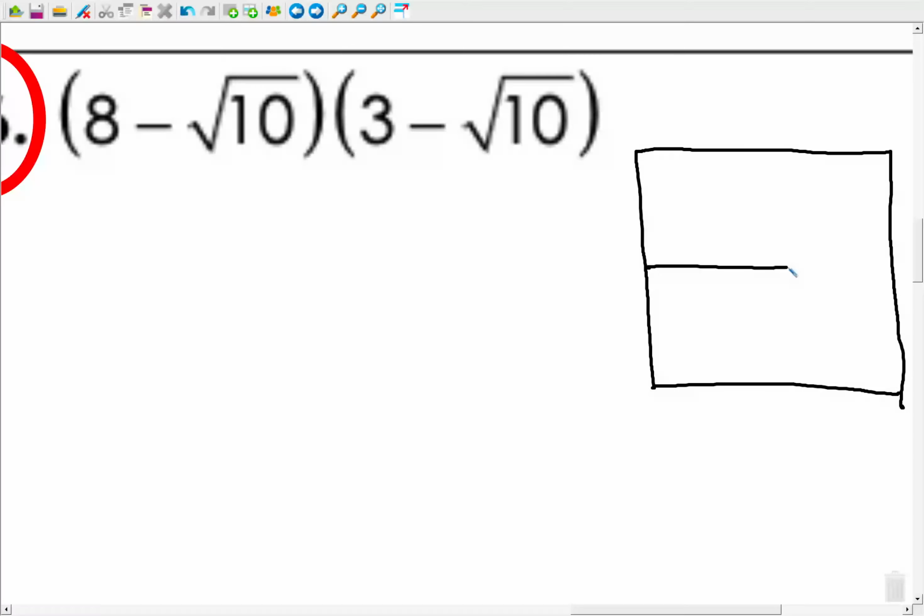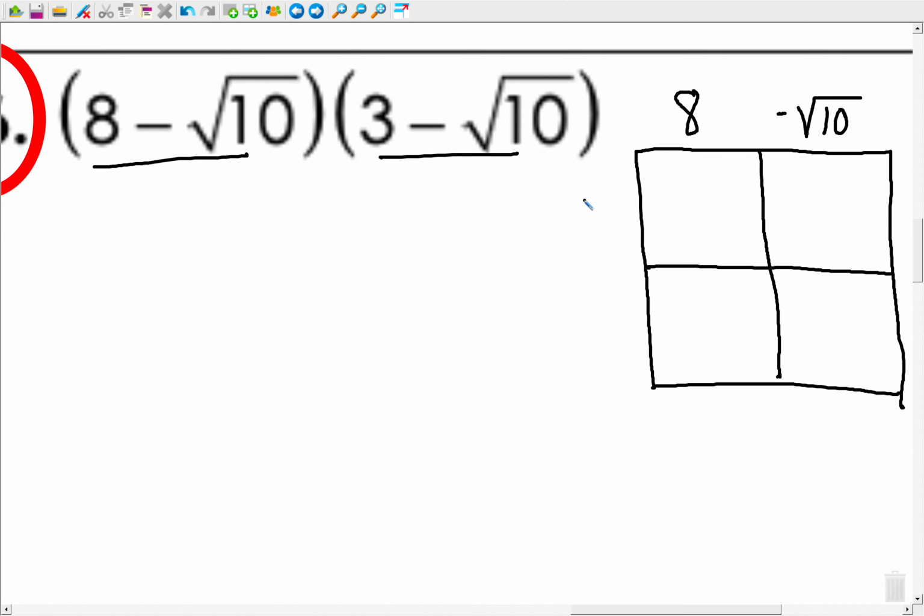We need a 2 by 2. And on the top, I'm going to write 8 minus the square root of 10. On the side, I will have 3 minus the square root of 10. Let's multiply to get in the box, and then we will simplify.